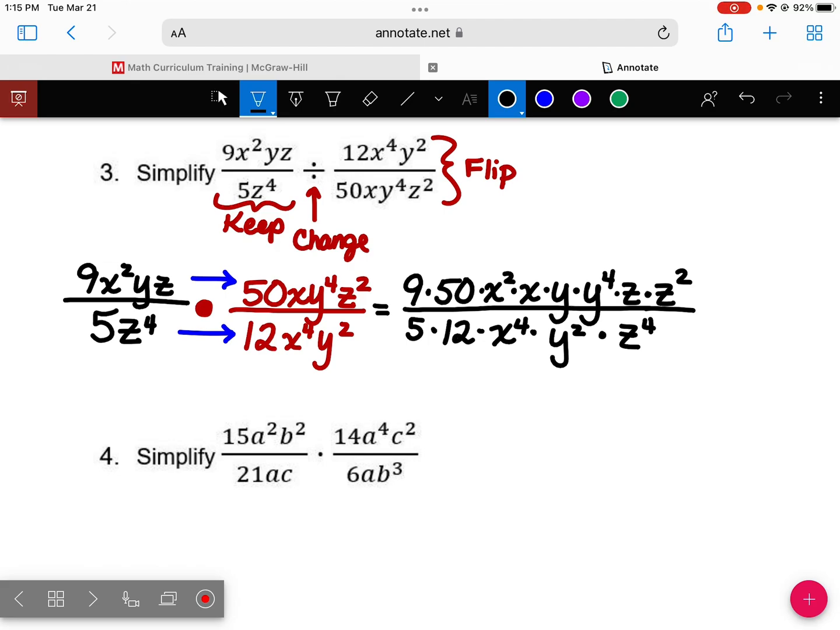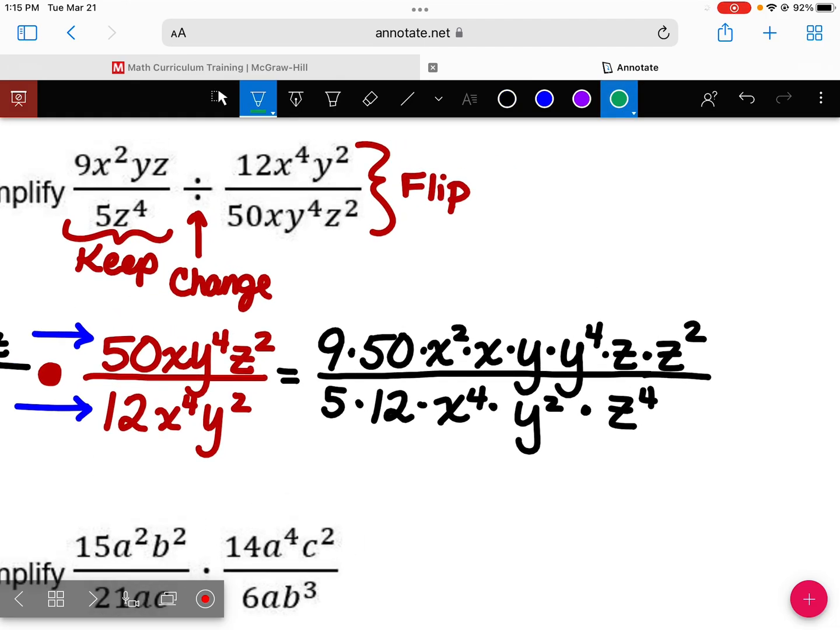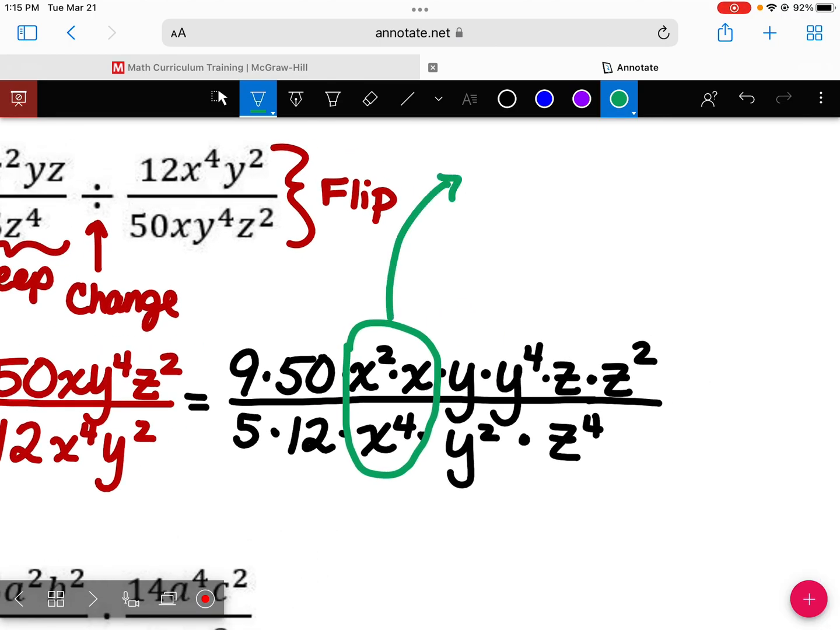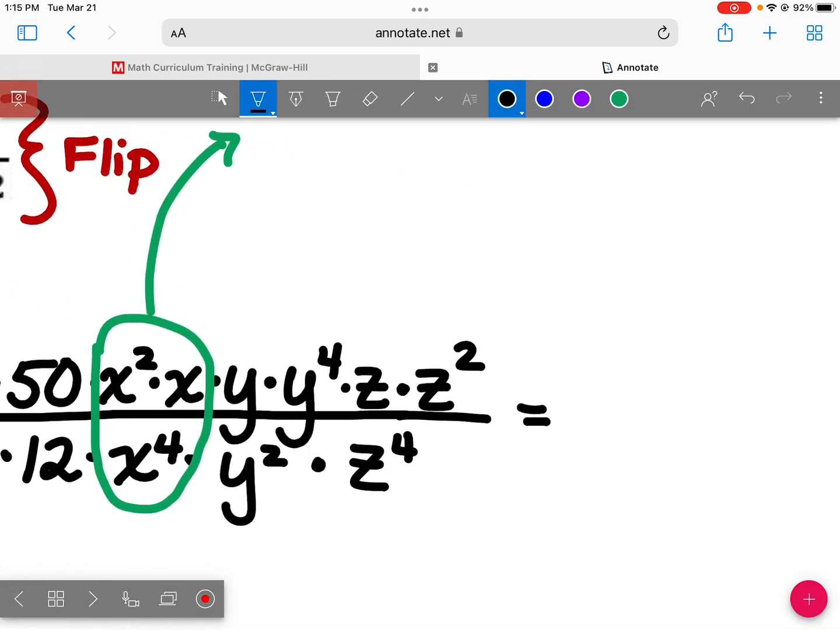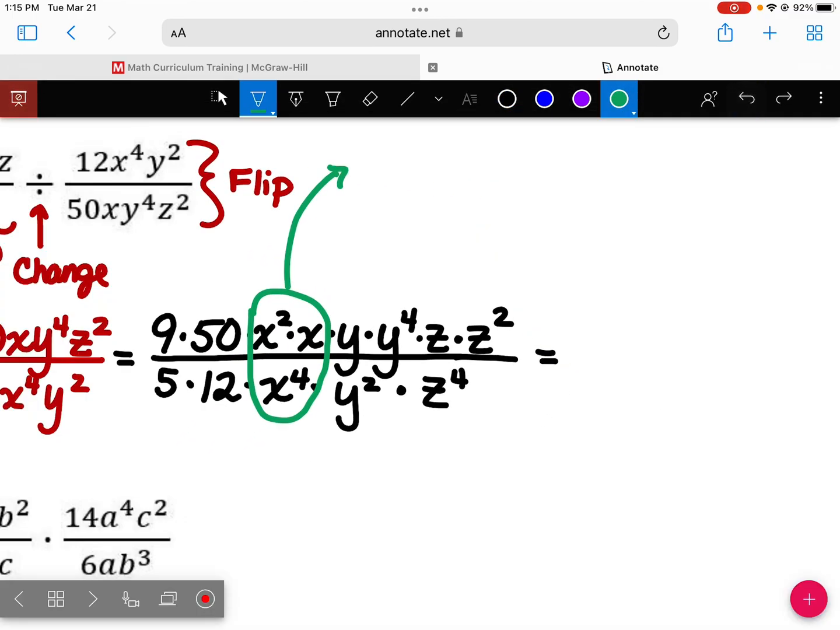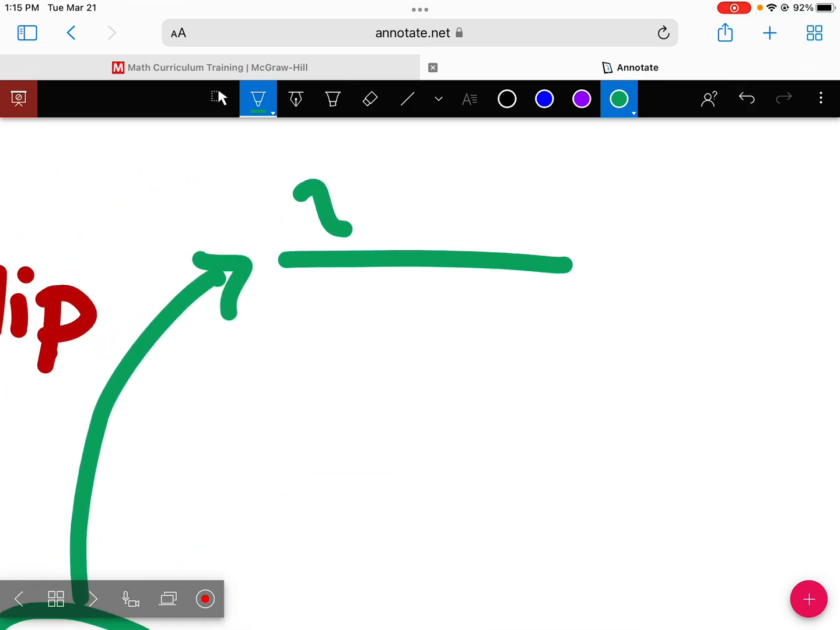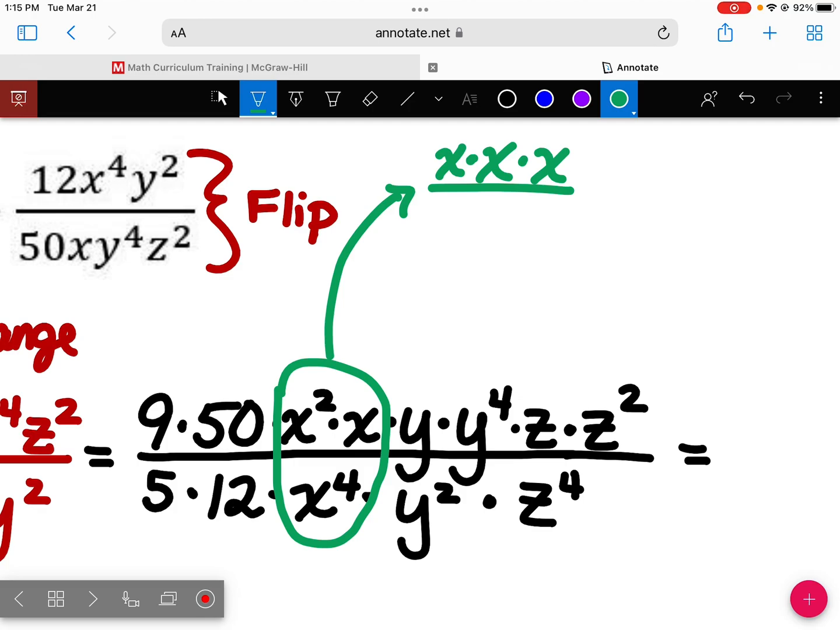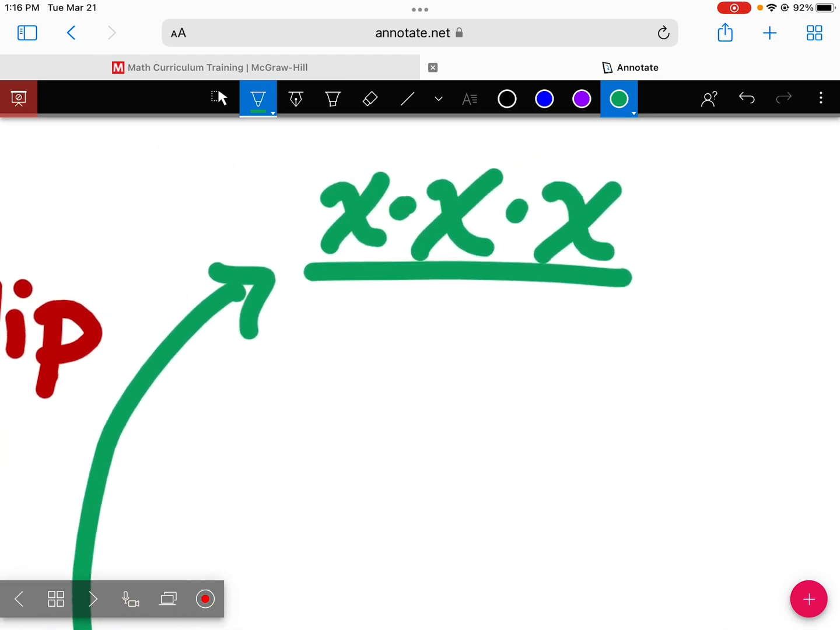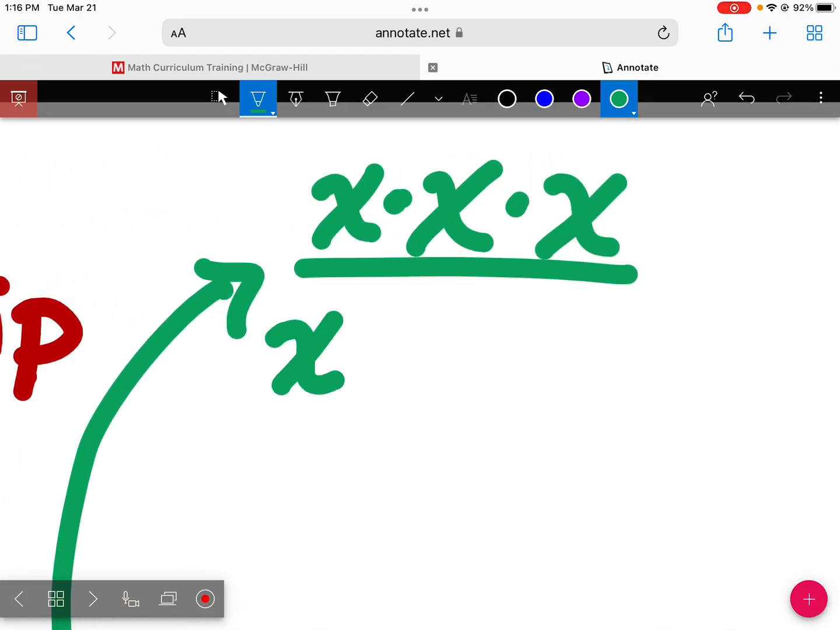Let's look at the variables first. Do I have x's on top and bottom? Then they're going to be able to reduce. So I'm going to look at just these pieces first. I'm going to bring my thoughts up here. What does x squared mean? X times x. I have x squared, so x times another x, right? What about the x in the denominator? That is x to the 4th. What does x to the 4th mean? X times x times x times x.